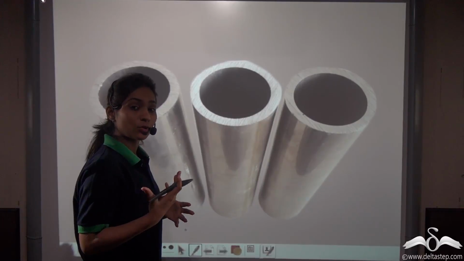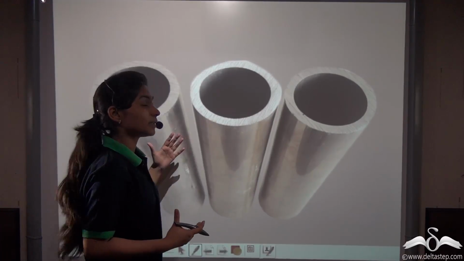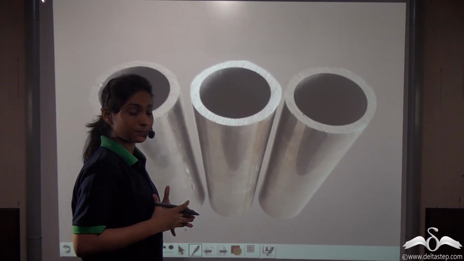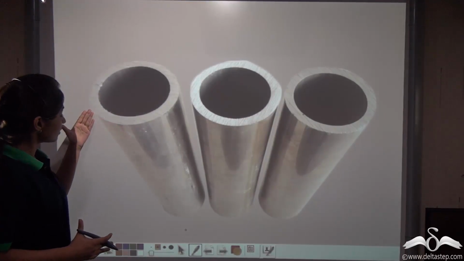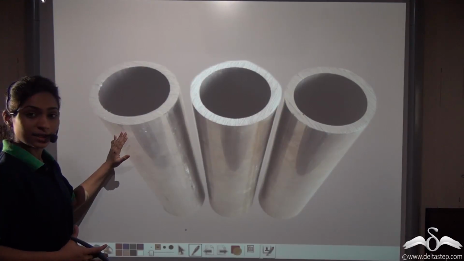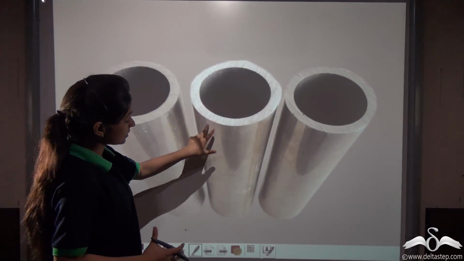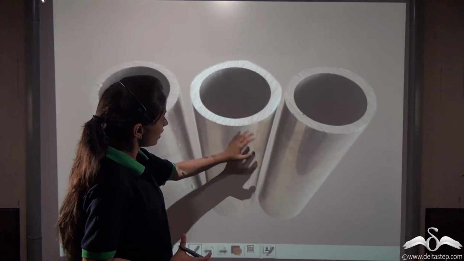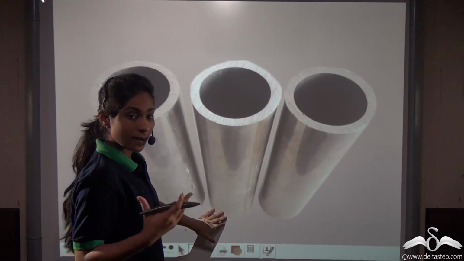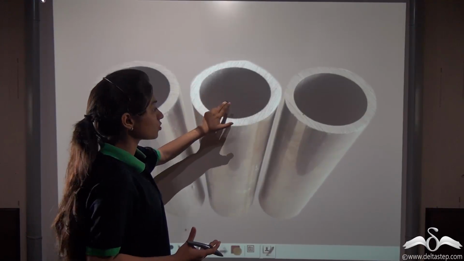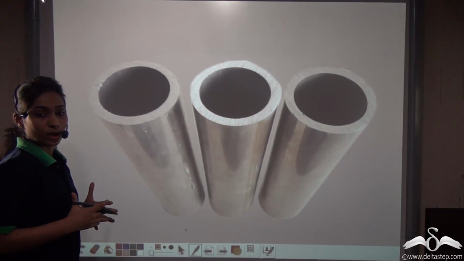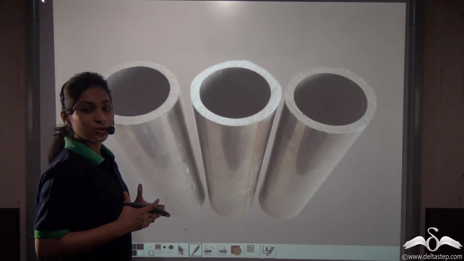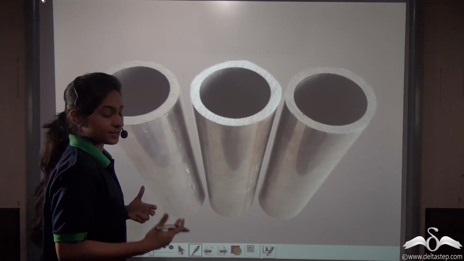Now for that, what do they need? They need to know how much material is used to make these pipelines. Now you can see that these pipelines are actually giving us a shape of a hollow cylinder. You can see that this is a cylinder with a curved surface and with two circular bases, but it is hollow from inside so that it can carry petrol. So how will that petrol company now find out the material used in this hollow cylinder? Let's see.